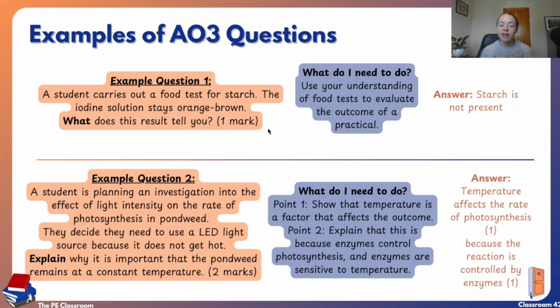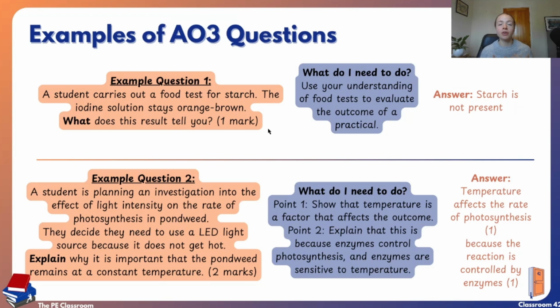So explain why it is important that the pondweed remains at a constant temperature. So what do you need to do here? Firstly, you need to show that the temperature is a factor that affects the outcome of this particular practical. And secondly, you need to explain that this is because enzymes control photosynthesis and that enzymes are sensitive to temperature. So this is really drawing on 2 points from our specification here.